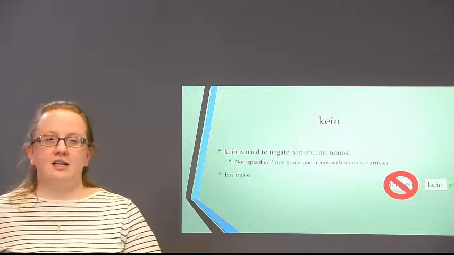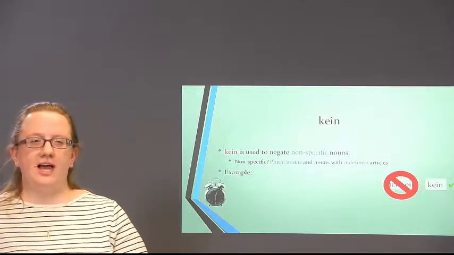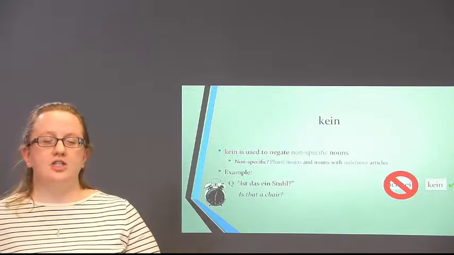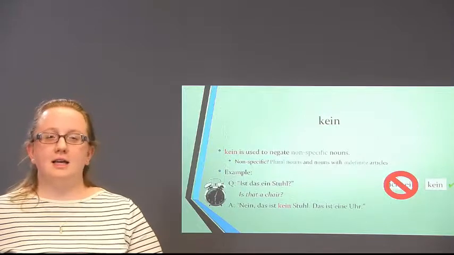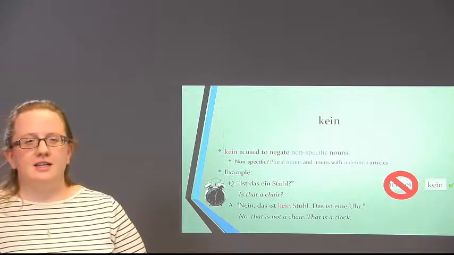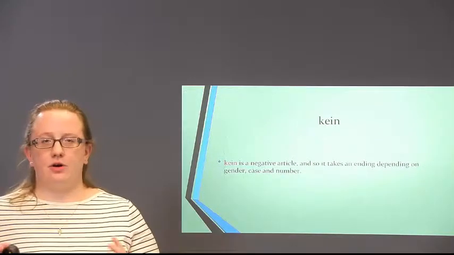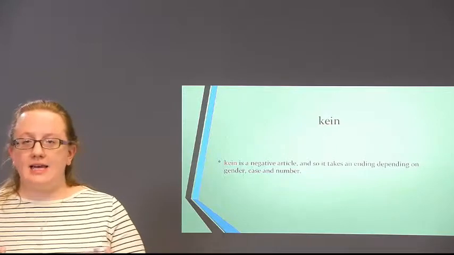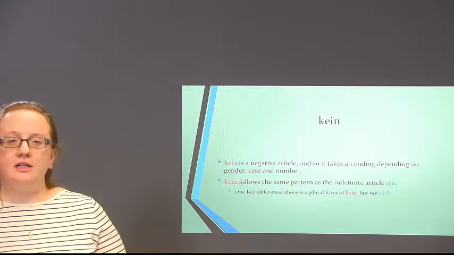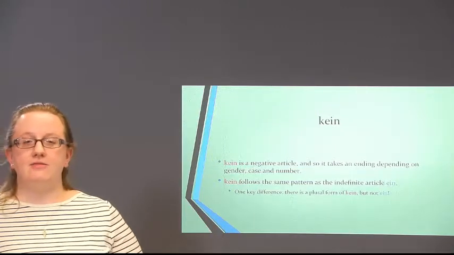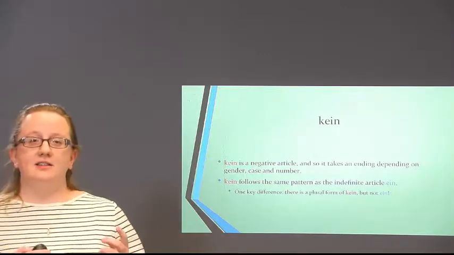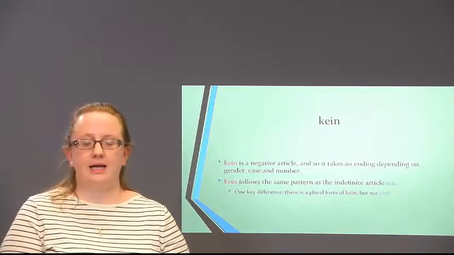So let's take a look at a couple of examples. Here's a nice little picture we have of a clock, and I could ask you, ist das ein Stuhl? Is that a chair? To which you would answer, nein, das ist kein Stuhl, das ist eine Uhr. No, that is not a chair, it is a clock. Kein is a negative article, and so it takes endings that correspond with gender, case, and number. And kein follows the same pattern as the indefinite article ein. There's one key difference, and that is that kein has a plural form when ein doesn't.